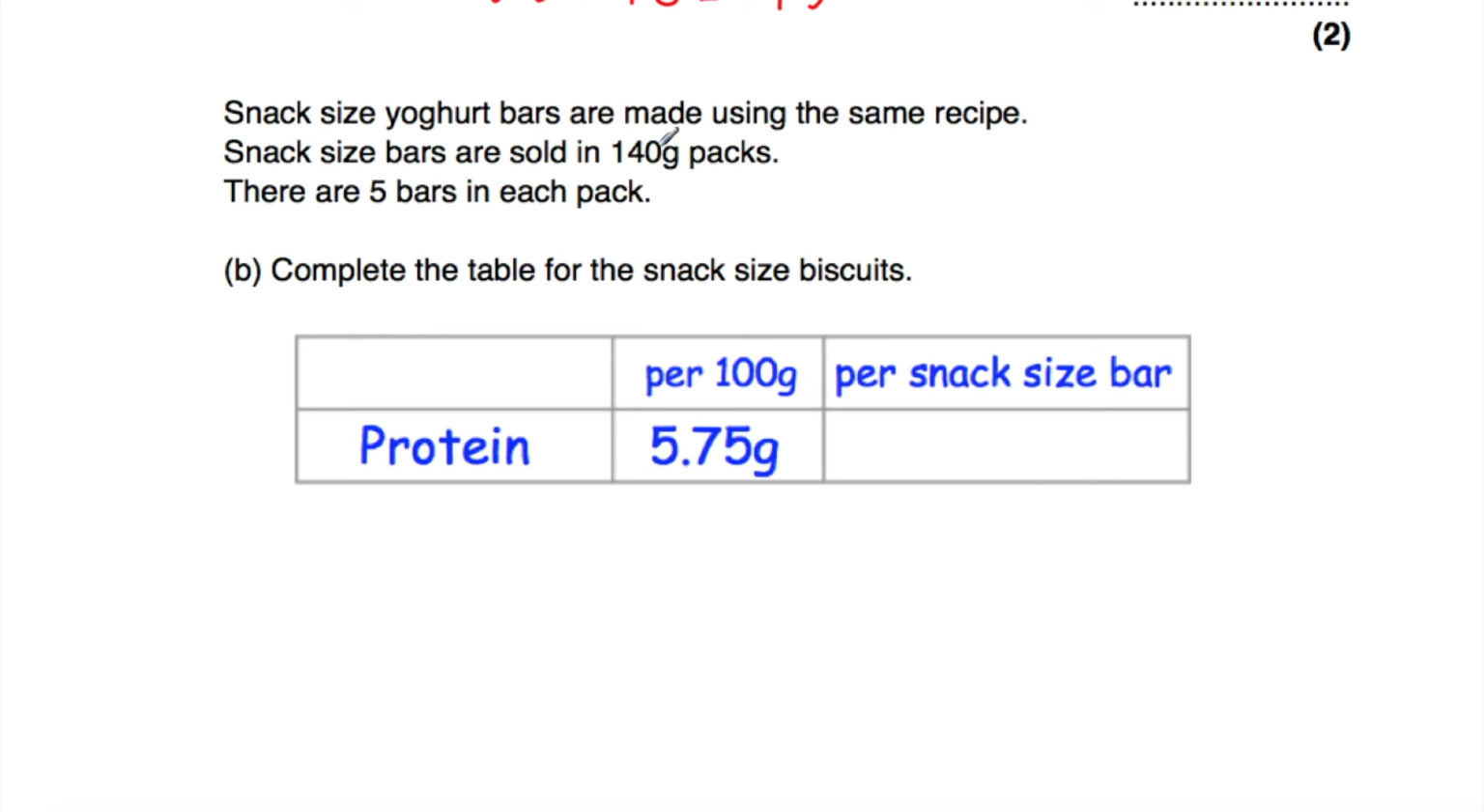So let's do that. To begin with, we know that the snack size yogurt bars are sold in 140 gram packs, and there's 5 bars. So if we take 140 and divide that by 5, that'll tell us the mass of one of these bars. So 140 divided by 5 is equal to 28. So 28 grams is the mass of one of those bars. Now we need to work out how much protein is in that bar. I've noticed that with the protein we've got 5.75 grams per 100 grams. So that's 5.75 out of 100, or 5.75%. So 5.75% of this bar is protein.